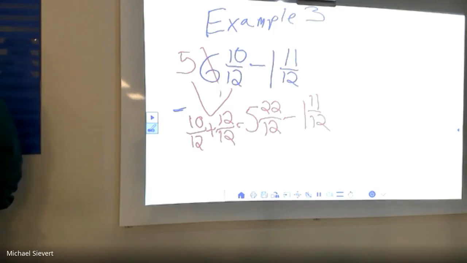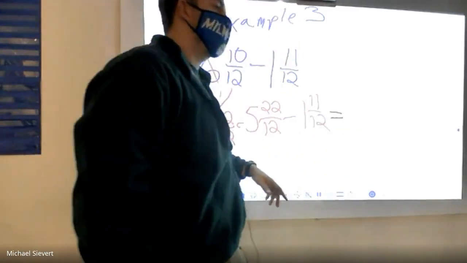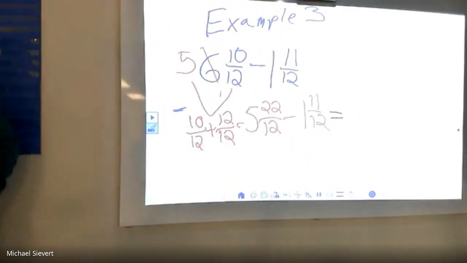Now you just do everything like normal. So what is our new mixed number? I'm asking you to solve the whole thing right off the bat. 11, 10. Take 5 minus 1, 0.2 minus 11.